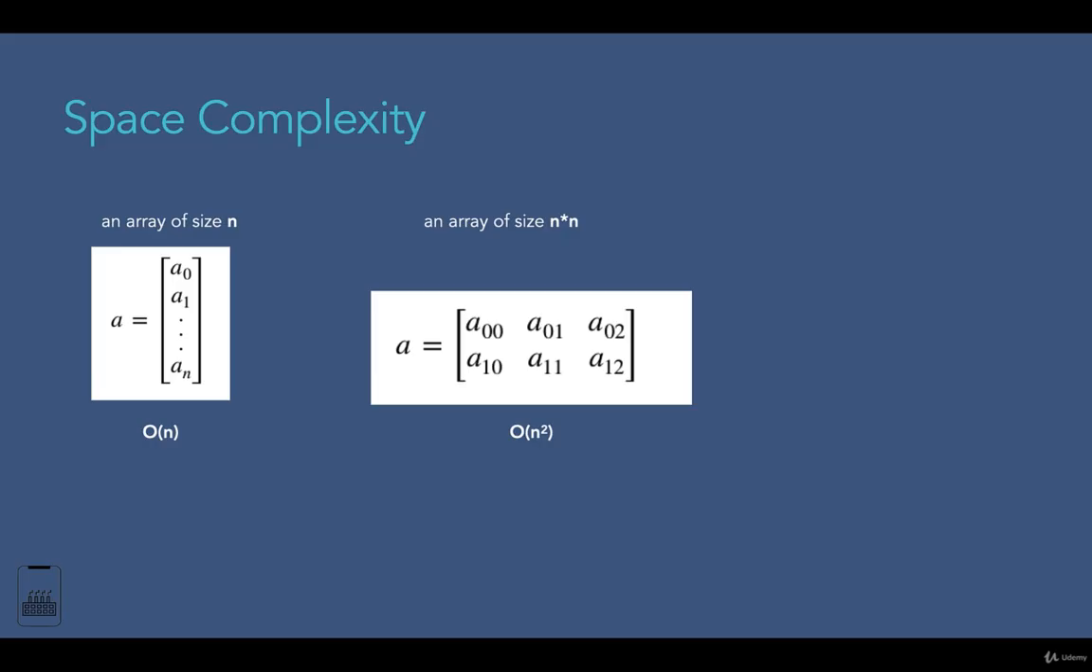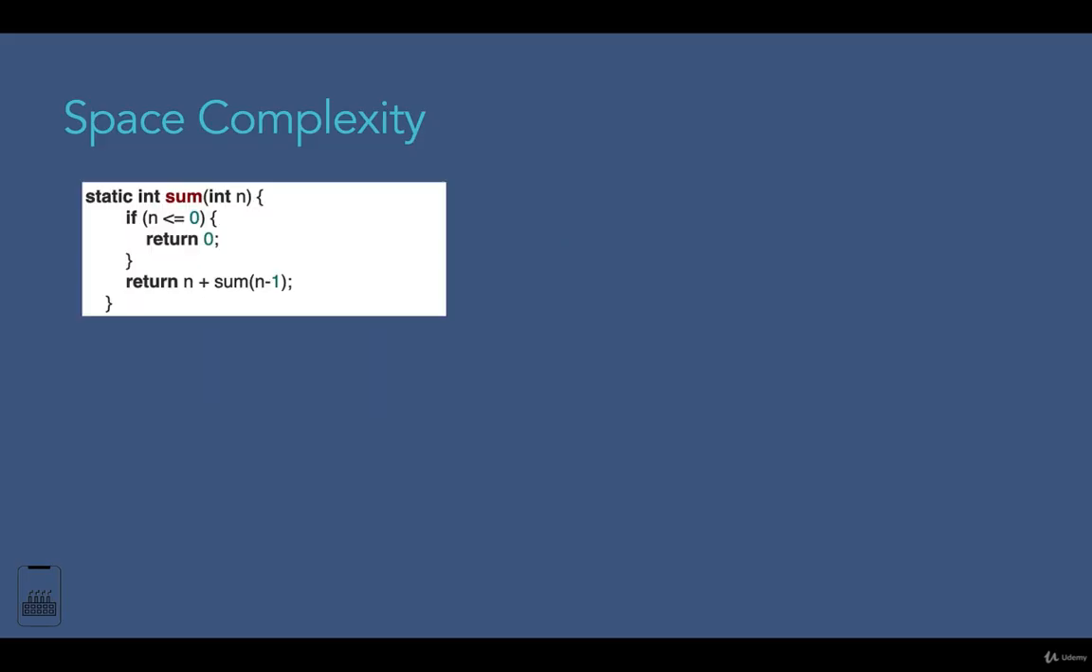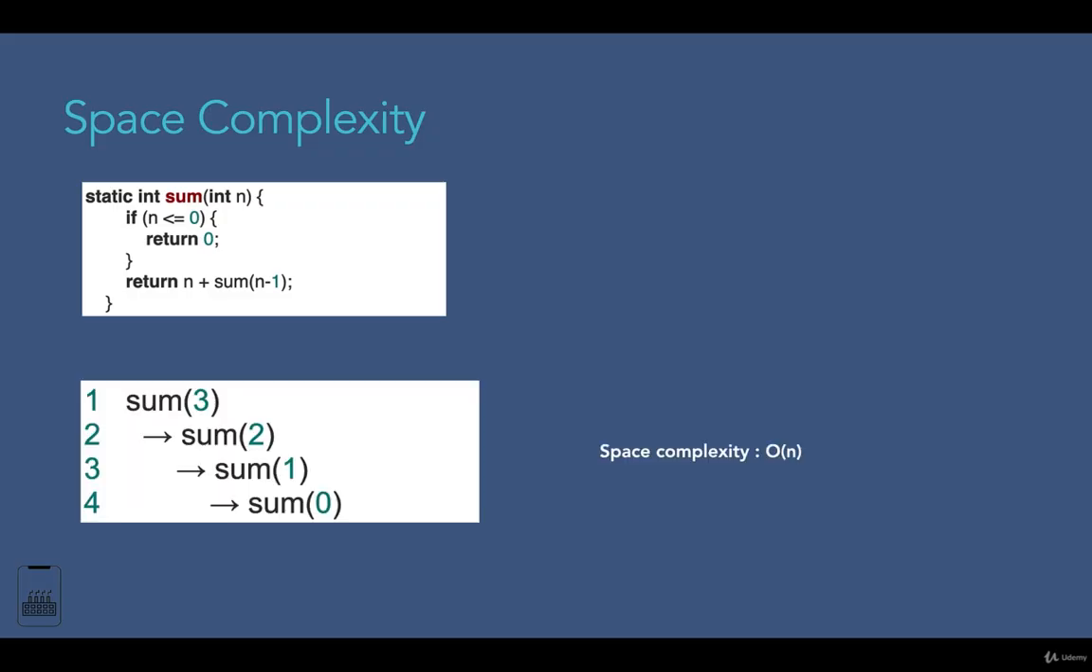So let's look at the following example. Here we have a block of code which is summing up the numbers from a given number down to 0 by calling itself recursively. Methods like this, which call themselves recursively, count in the stack memory. Each call adds a level to the stack, and each call added to the stack takes actual space in the memory. This means we need O(n) memory for this block of code.